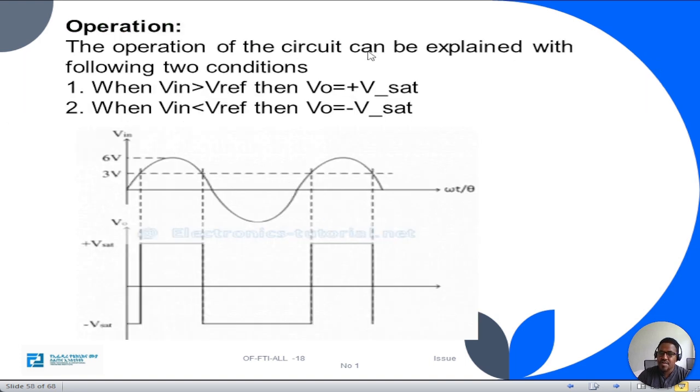So the operation of the circuit can be explained with the following two conditions. When Vin is greater than V reference, V out becomes positive saturation. When Vin is less than V reference, then V out becomes negative saturation. So our Vin is less than V reference, so the output is negative.